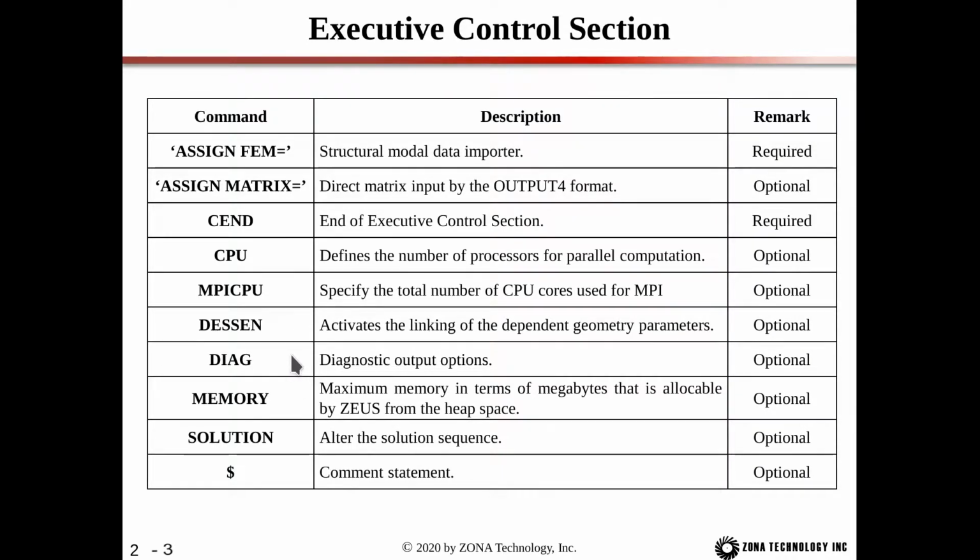Diag is for diagnostic output. You'll almost never use this option. Memory is the maximum memory in terms of megabytes that can be allocated by ZEUS from the heap space. The default is quite large. However, you may need to use the memory command to specify more memory in some instances.